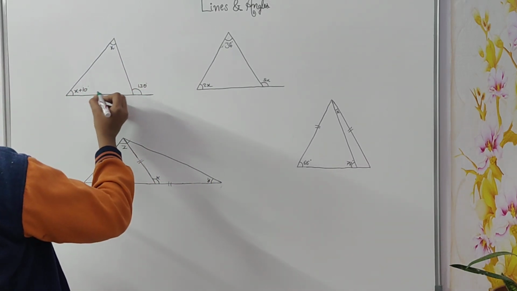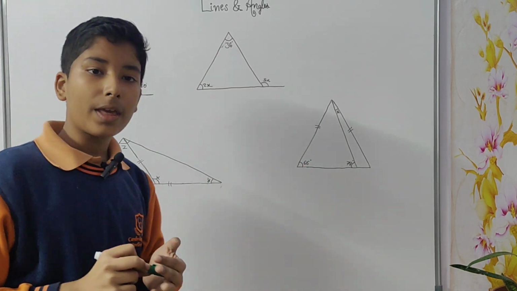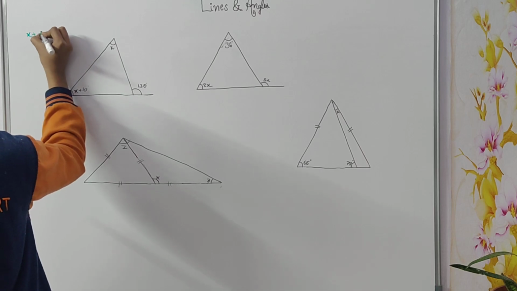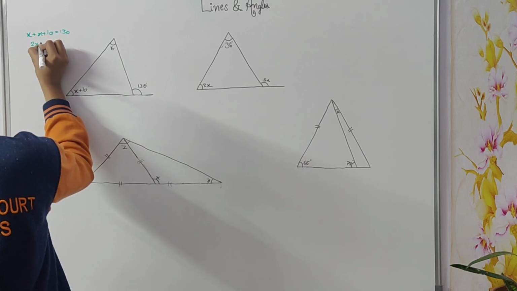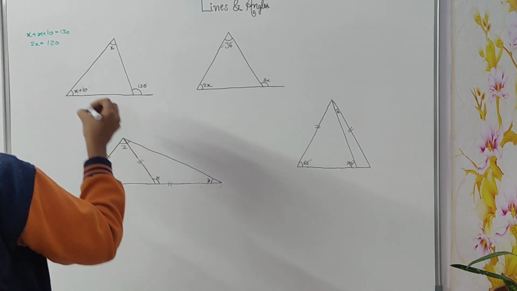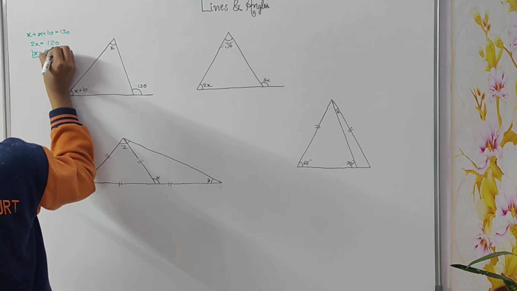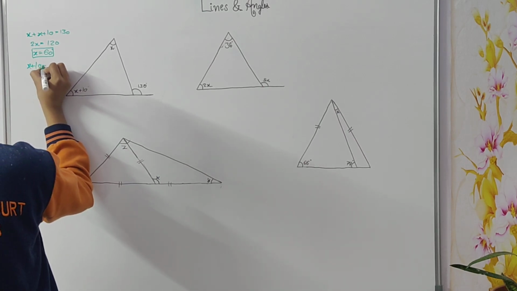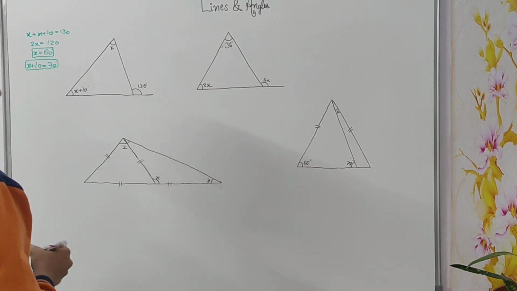Firstly, x plus x plus 10, x and x plus 10 is 130. It has been given. We know the exterior angle property, this plus this equals this, so we can write x plus x plus 10 equal to 130. 2x equal to 120, because 10 will go that side and get subtracted from 130. x equal to 60 degree. So x plus 10 will be 70 degree. We have got our answer.